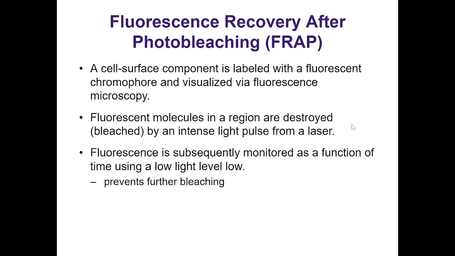The fluorescent molecules in a region will be destroyed, i.e. bleached. That's taking away the color, right? Bleaching, removing the fluorescence color, destroying them, by an intense light pulse from a laser. Literally, so we put these fluorescent probes throughout the cell membrane, we bleach a part, and then what should happen if there's no lateral movement? It wouldn't fill back in, right? And the lateral movement, how fast it fills in, shows us that amount of lateral movement, doesn't it?